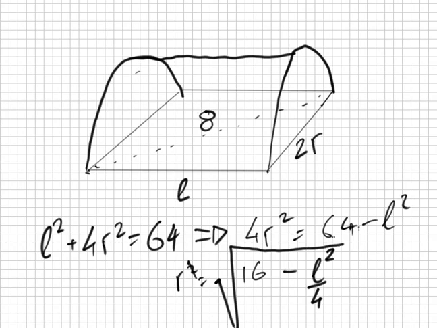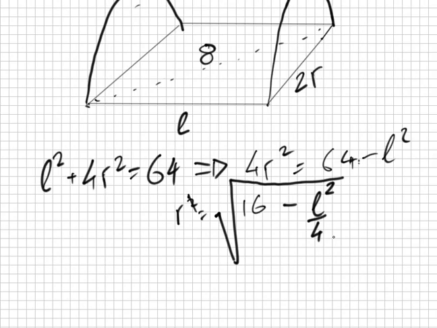So yes, Pythagoras. Now that gives us a formula for the radius R there. So I take the 4, divide everything by 4, and then take the square root. So that's part A done. What's wrong?